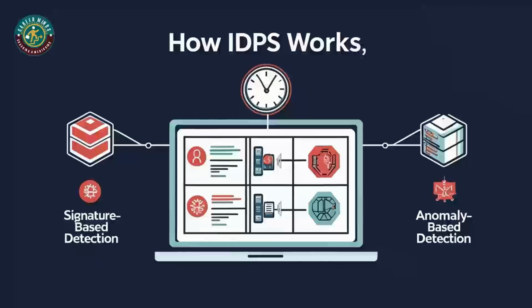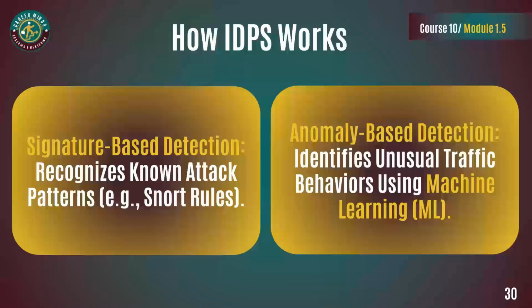How does IDPS work, really? There are two primary ways that IDPS identifies threats. Number one is signature-based detection. This works just like antivirus software. It looks for specific patterns or signatures of known threats. So if it sees one, it triggers an alert or blocks it. As an example, if a file tries to execute a known ransomware code, it gets flagged instantly. But there's a limitation to signature-based detection. It may miss new threats because it only works by the signatures that have been programmed into it.